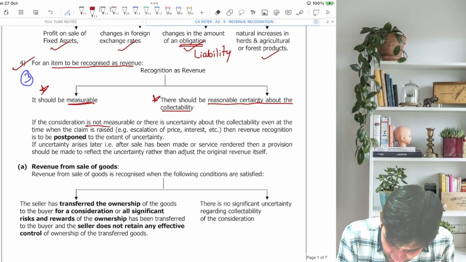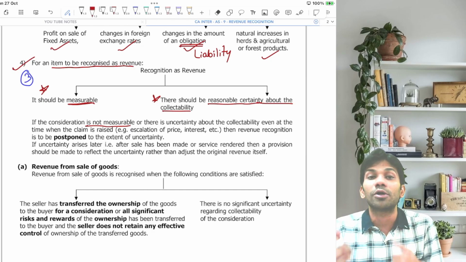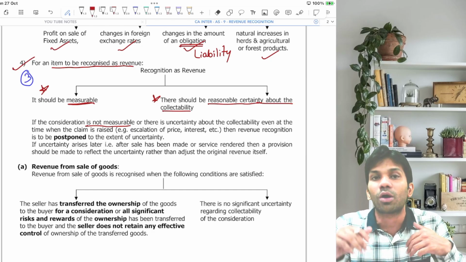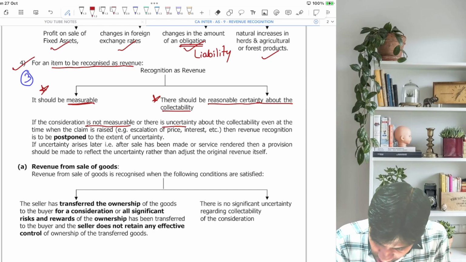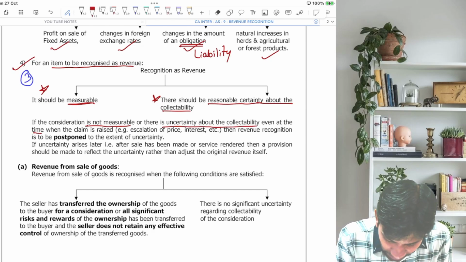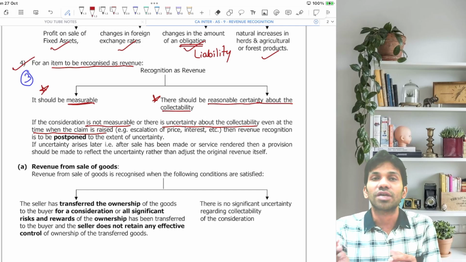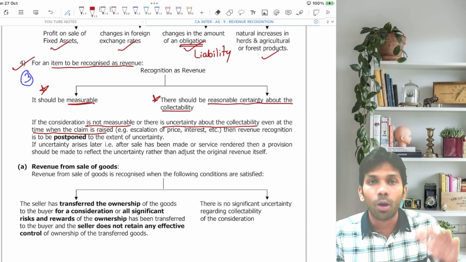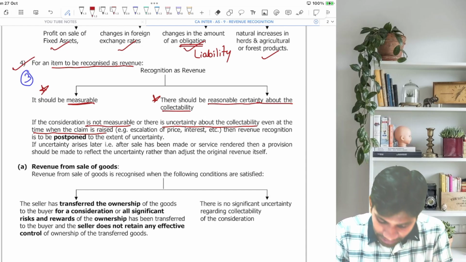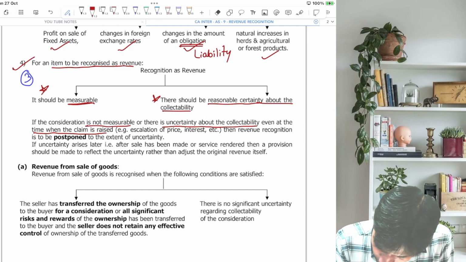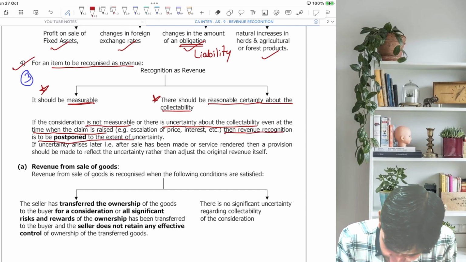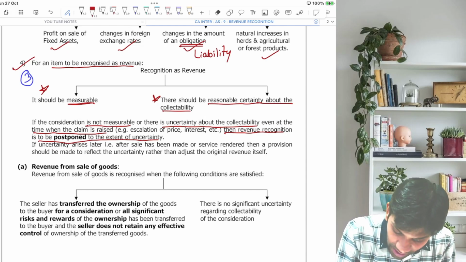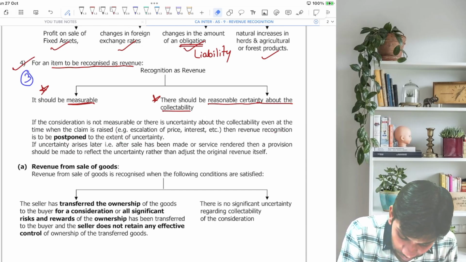If the consideration is not measurable, suppose I am not able to measure how much amount I am going to receive, or there is uncertainty about the collectability even at the time when the claim is raised, then revenue recognition should be postponed to the extent of uncertainty. Mark this, very important guys. This is also point number 4 to be remembered.